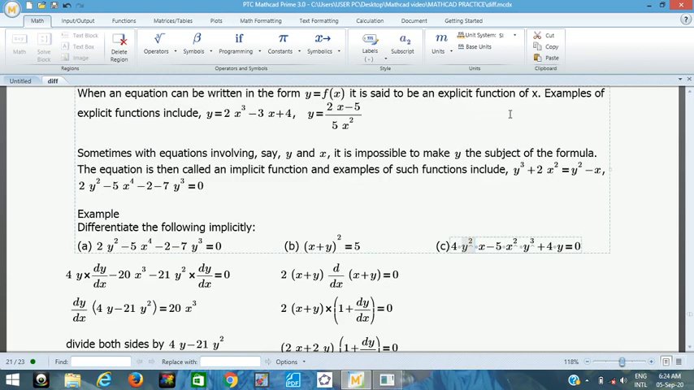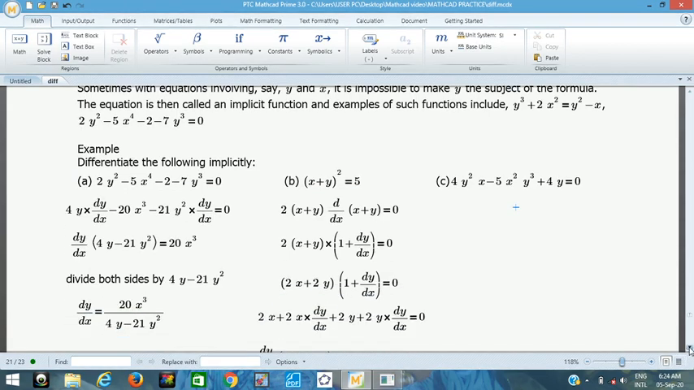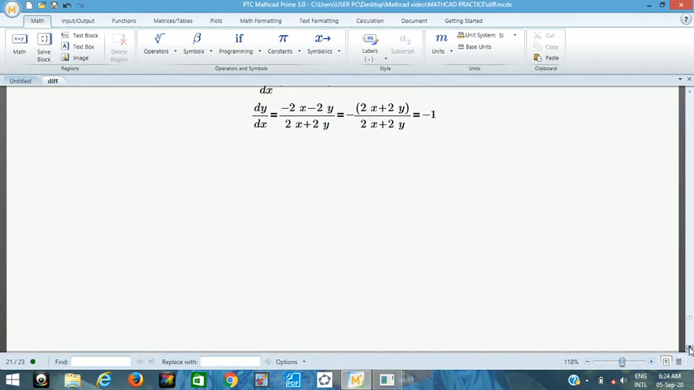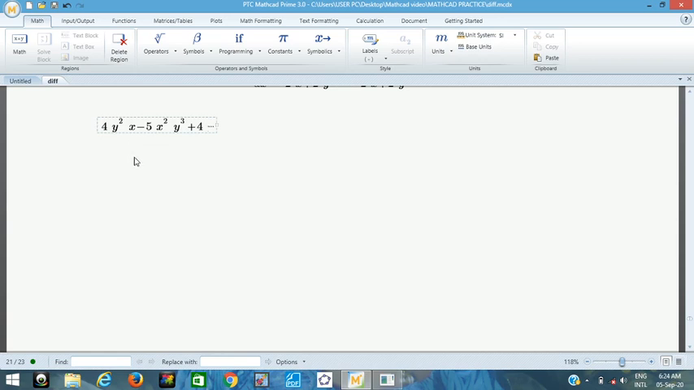So let's do this last example, this one I have here, before we end today's video. Let me solve this third example here. If you are asked to differentiate this using implicit function, how are you going to do it? Okay, so let's differentiate it now.